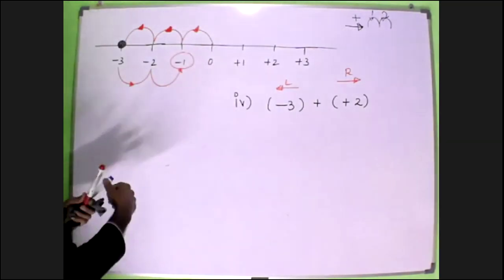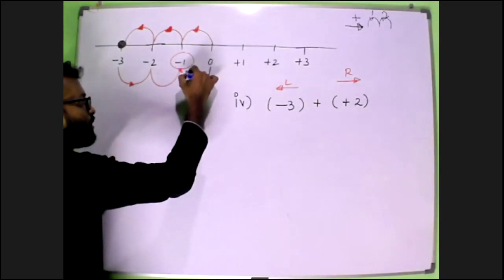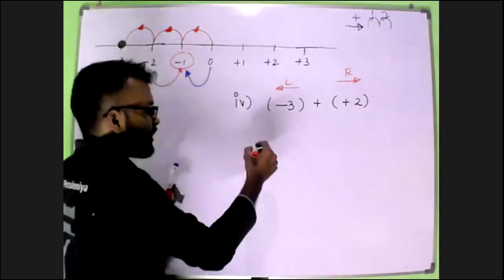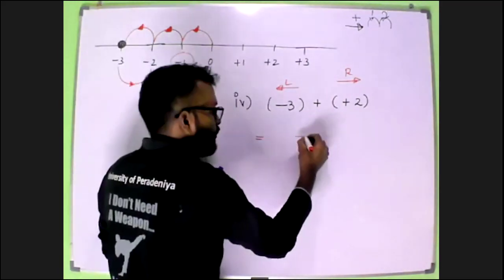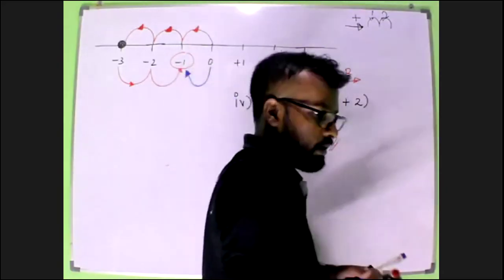So how do you mark it? From 0 to 1 you have to mark it. So your final answer will be minus 1.